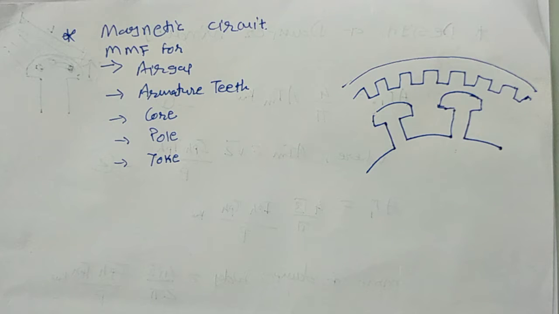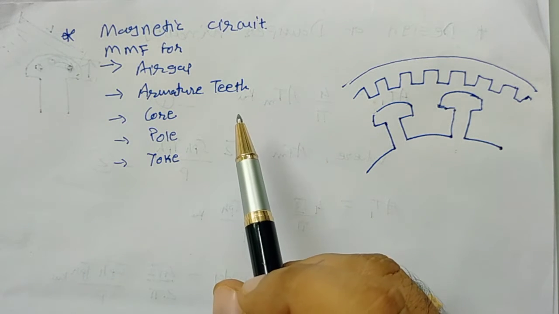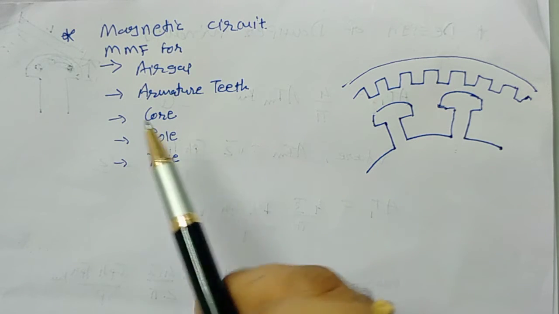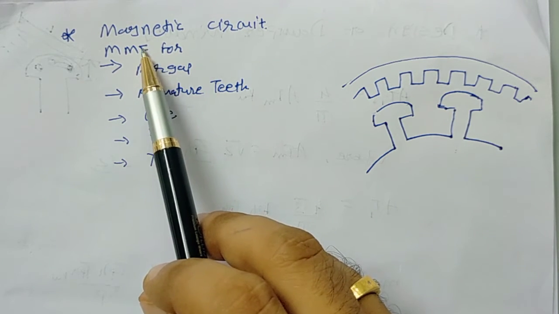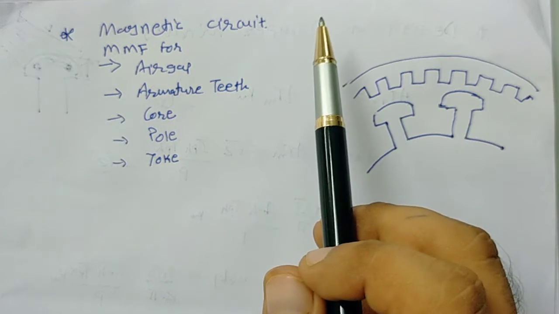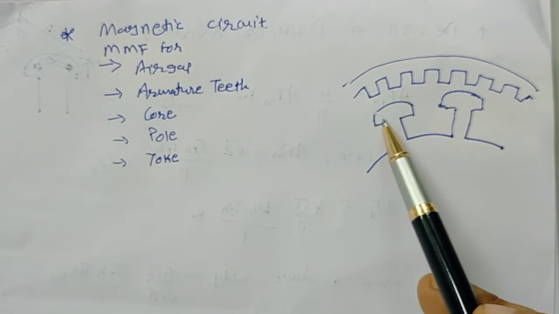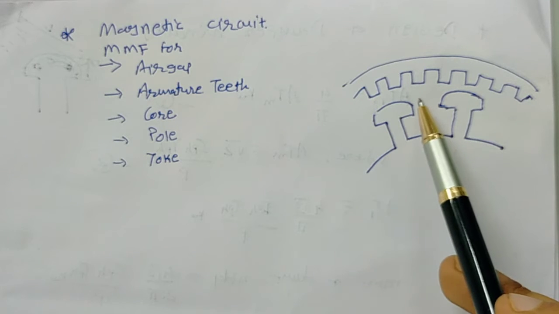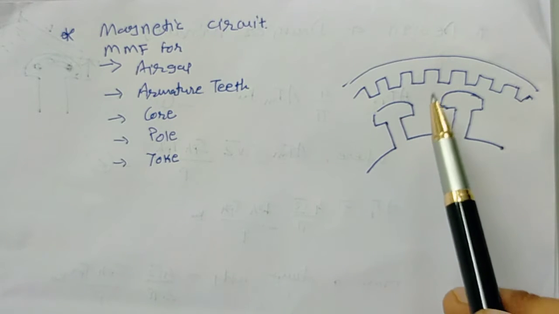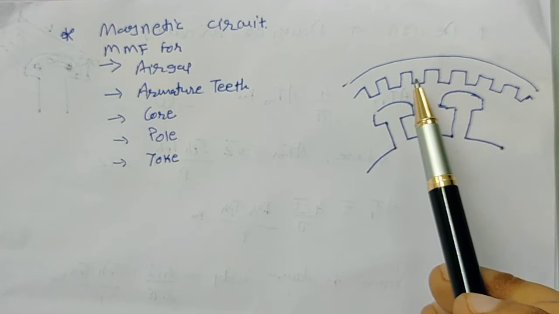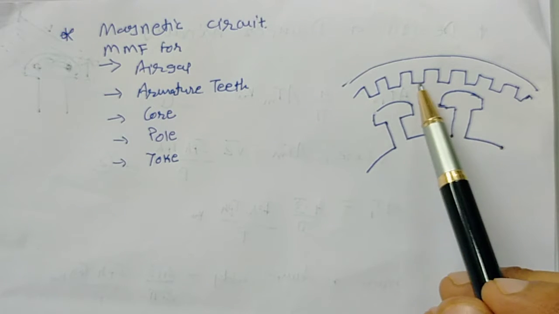Okay, so this theory is about the magnetic circuit of a synchronous machine. In this theory, we are going to estimate the MMF required for the magnetic circuit of a synchronous machine. This is the simplest figure to represent the salient pole synchronous machine, and we are going to estimate the value of MMF for each major part.